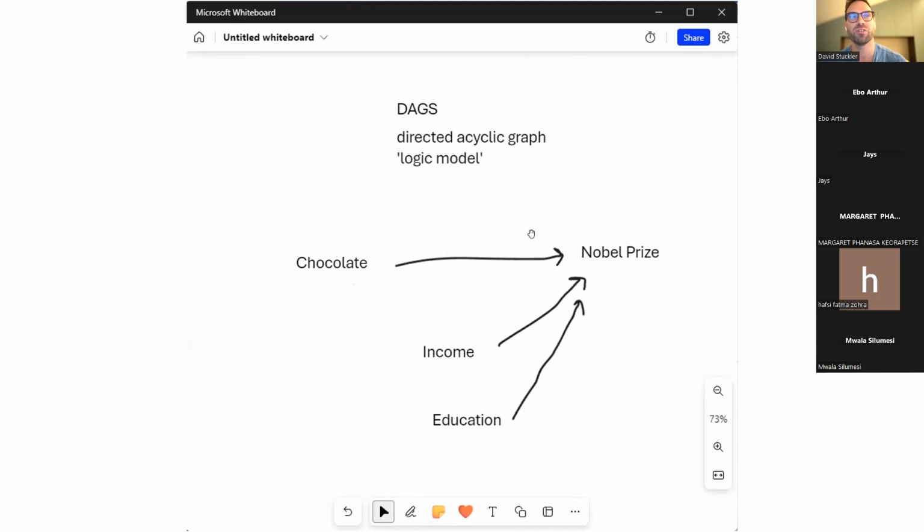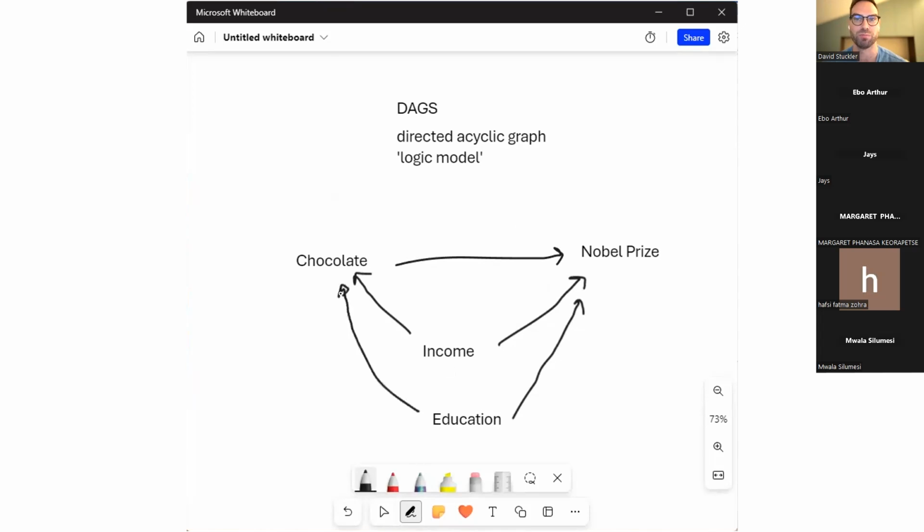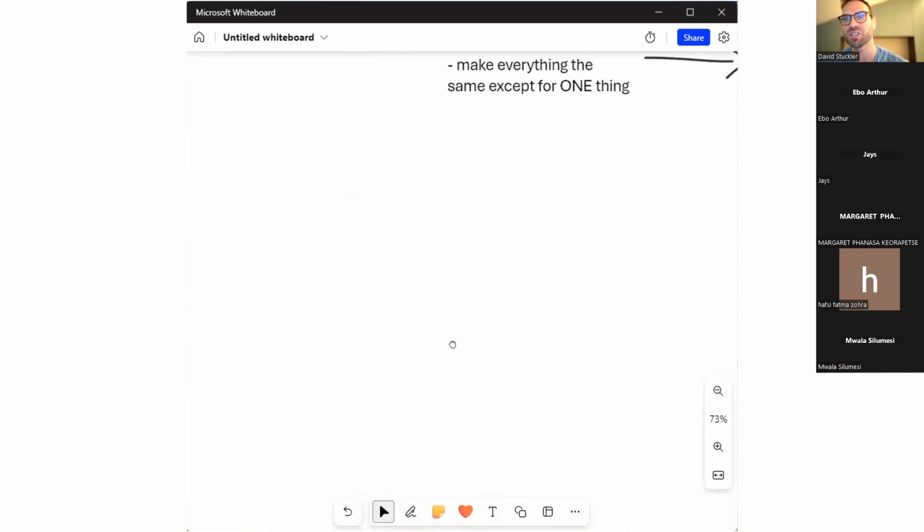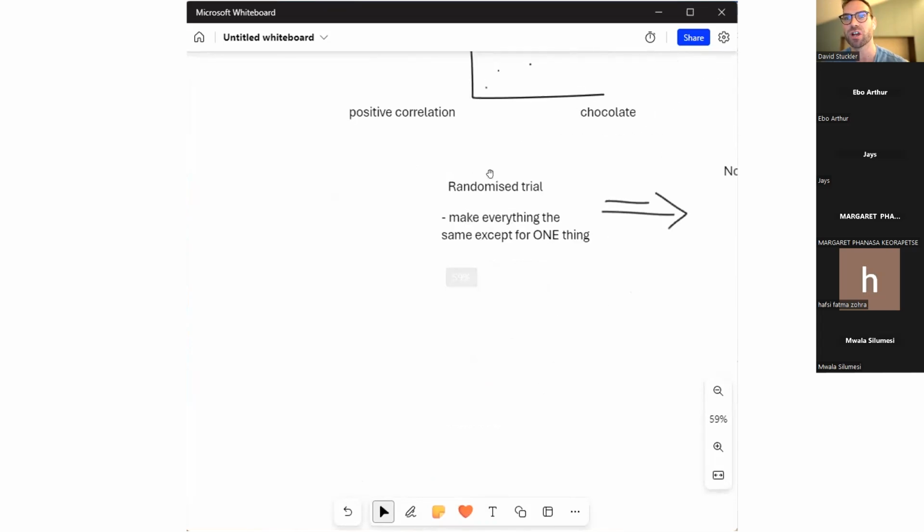Now, if you look at this immediately, you can also see we have an issue. Income is not only linked to Nobel Prizes, but it's also linked to chocolate. It stands to reason that where there's more income, there's also more chocolate being consumed. Where there's more education, maybe there's more chocolate being consumed. I don't know, maybe less if more educated people are worried about their weight or their fat intake. But this is a classic definition of something that is still relevant in randomized trials, but less relevant.